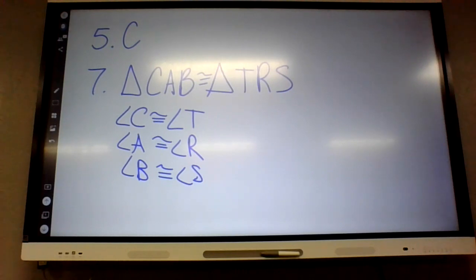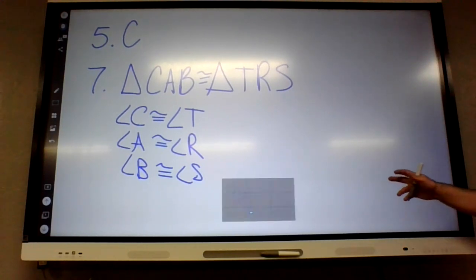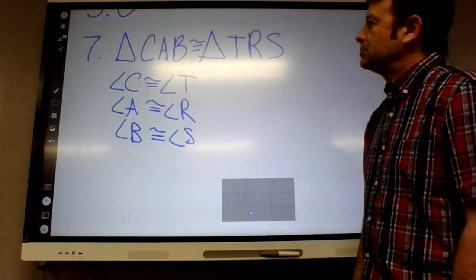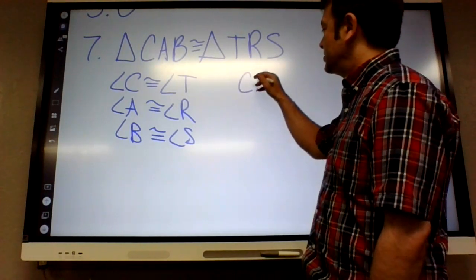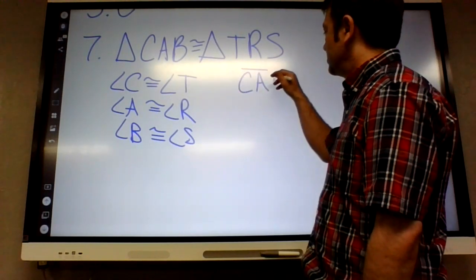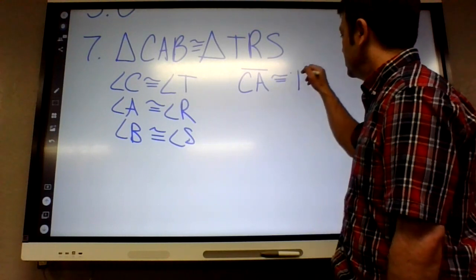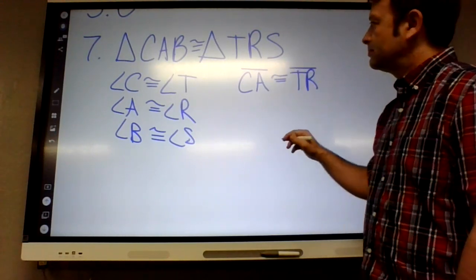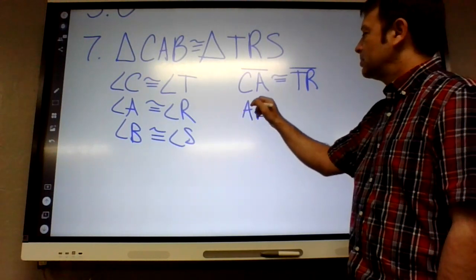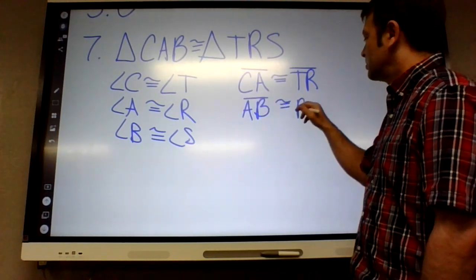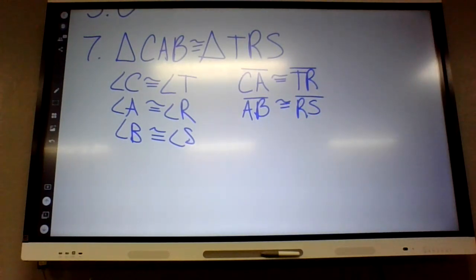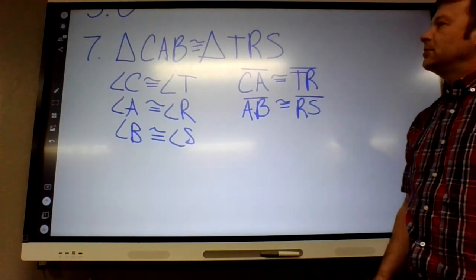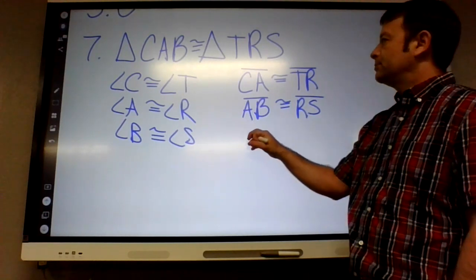How about the congruent sides? CA is congruent to TR, right, and sides are line segments. So segment CA is congruent to segment TR. Segment AB is congruent to segment RS. What's the missing side? BC is congruent to CT. BC is congruent to what? I'm sorry, ST.